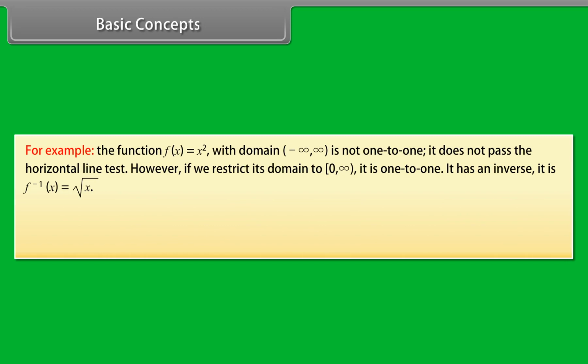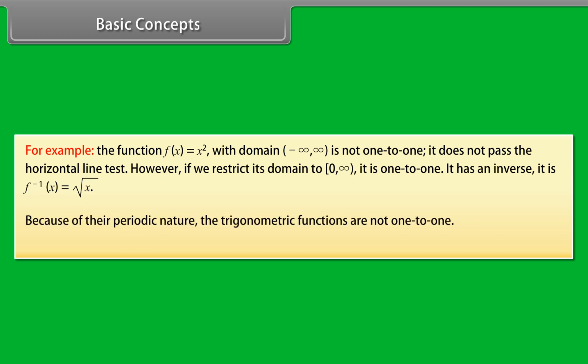For example, the function f of x is equal to x square with domain minus infinity to infinity is not one-to-one. It does not pass the horizontal line test. However, if we restrict its domain to 0 to infinity, it is one-to-one. It has an inverse. It is f inverse of x equal to square root of x. Because of their periodic nature, the trigonometric functions are not one-to-one.